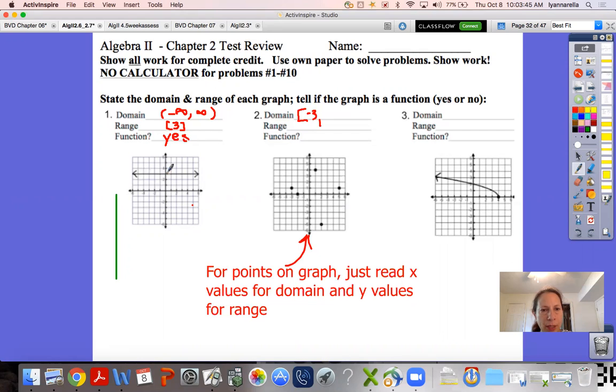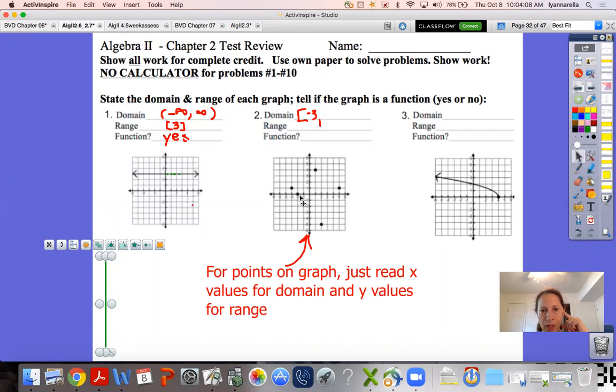For the range, it crosses through 3 on the y-axis, but nowhere else. So you would say 3 with brackets. The bracket means there is a point, at least one place, with a y value of 3. Is it a function? Did it pass the vertical line test? Well, let's see. Here's my vertical line, and if I move it across the graph, it does pass the test. So you need to do these two on your own.